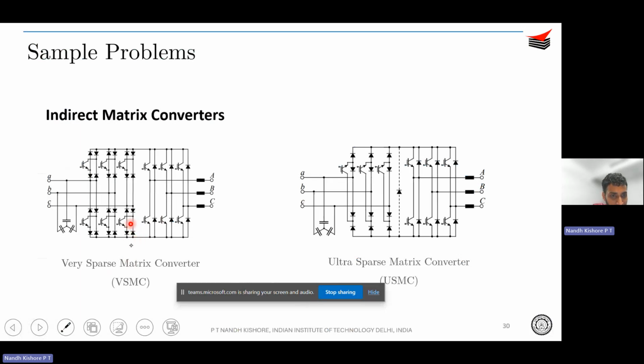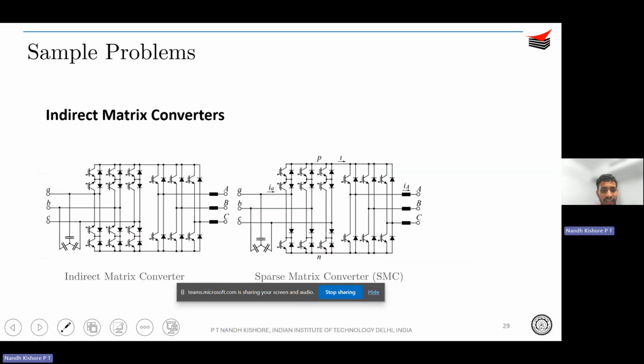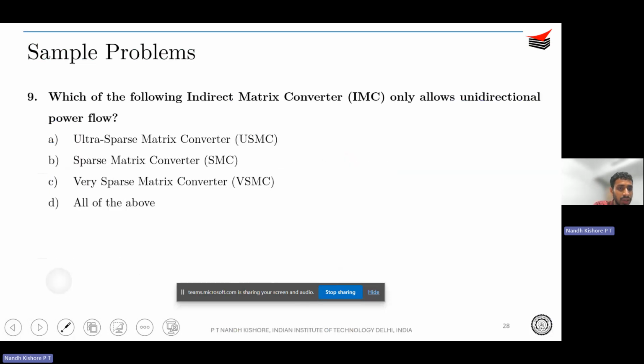Then you go to the very sparse matrix converter, and again you would see a battery of diodes. When this device is on, the current will flow from A through the device and these diodes. For the reverse conduction, it can flow through the antiparallel diode. But if you look at the ultra sparse matrix converter, it can allow current flow only in one direction. It doesn't have any active switch over here. Therefore, the answer for this question is the ultra sparse matrix converter.